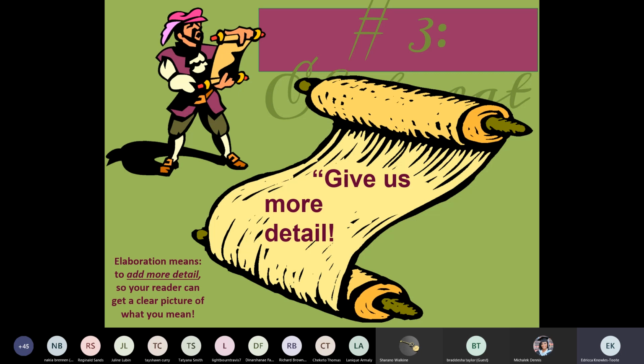Can you write in the chat quickly, what are some ways that we can elaborate our main idea or our main point, our topic sentence?